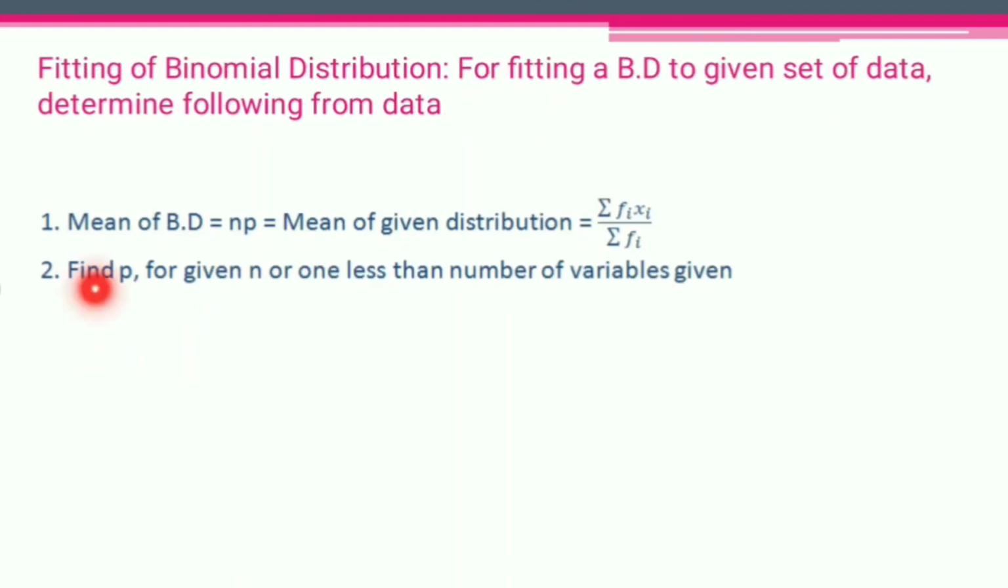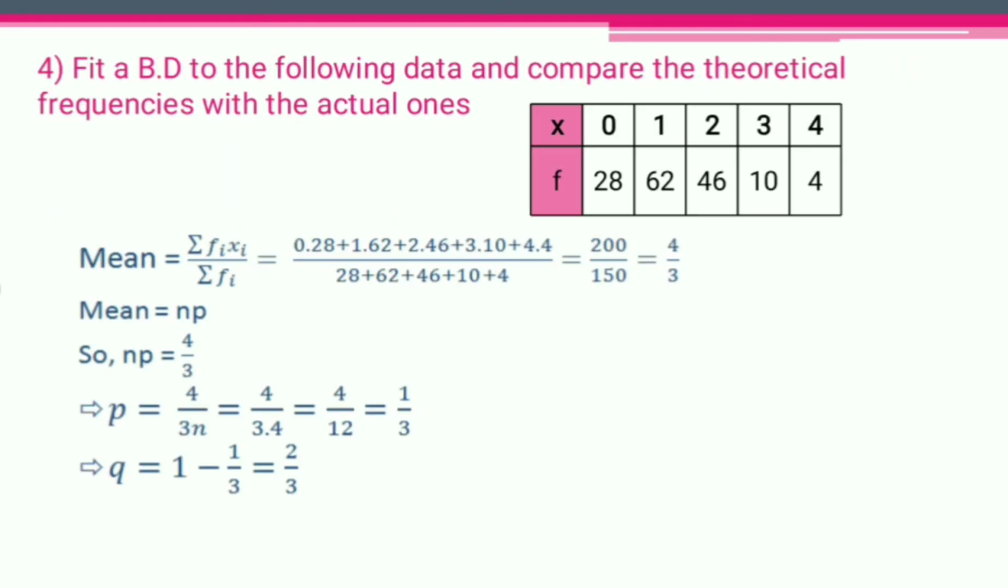Second step is to find p for given n, or n is taken to be 1 less than the number of variables given. So next we'll find out p, taking either n as given or n as 1 less than the total number of variables. Here n is not given, but total number of variables are 1, 2, 3, 4, 5. 5, so we'll take n equal to 4. So for finding p, we can find out p from here.